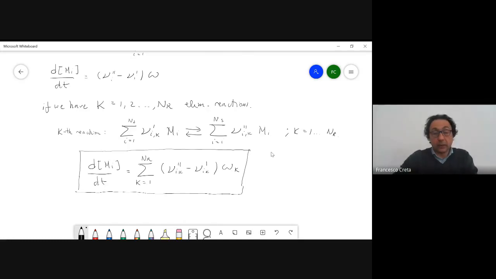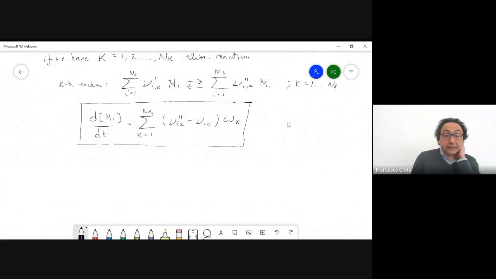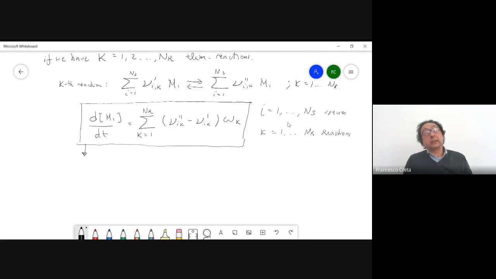But the bottom line is that if we have a chemical system, remember, i varies from 1 to ns, and k obviously from 1 to nr, as in here. So this is the number of reactions, and this is the number of species. And try to remember what I told you about the methane chemical mechanism, which was between 300 and 400 reactions. Here you have a summation of 300 terms. But that's just for methane.